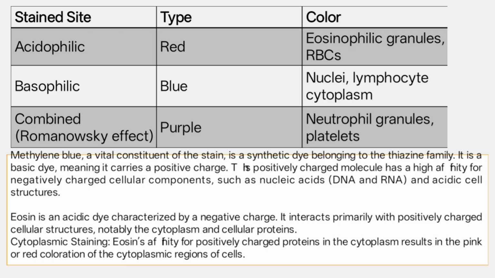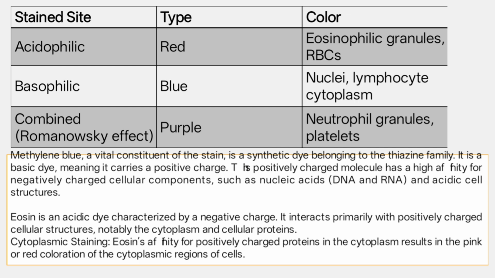So these structures will look blue. And these structures which have higher affinity for methylene blue are also known as the basophilic structures, acidic or basophilic. Now eosin is the acidic dye.